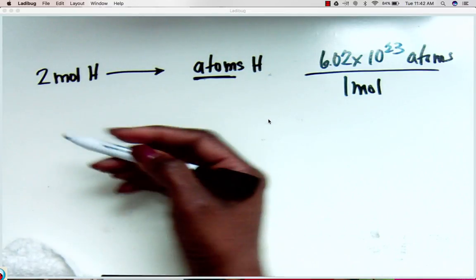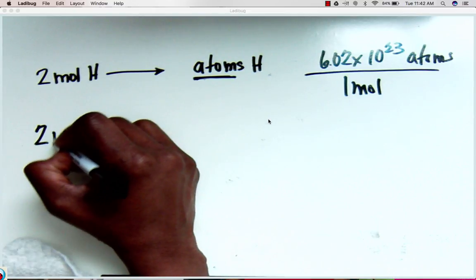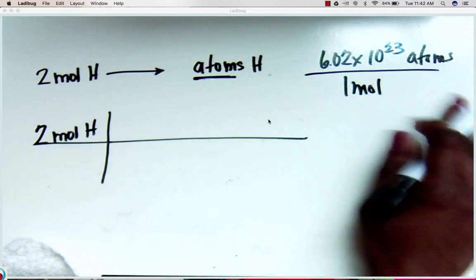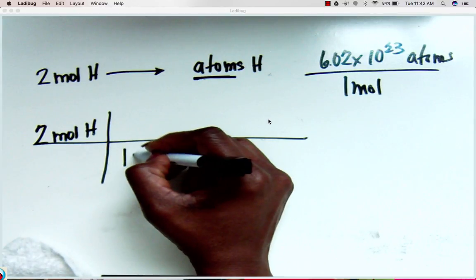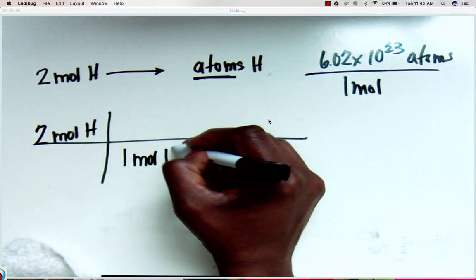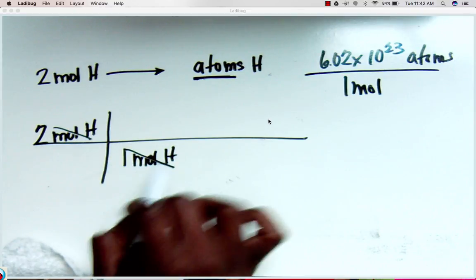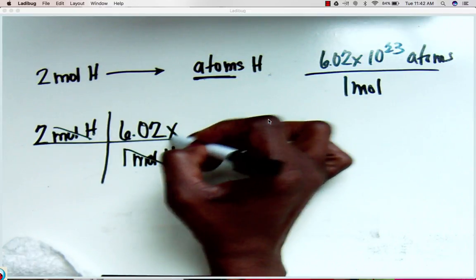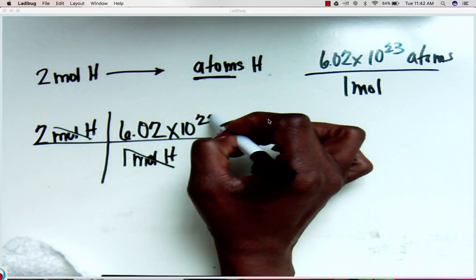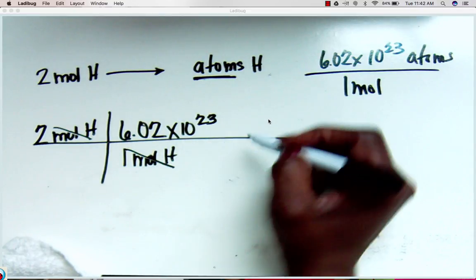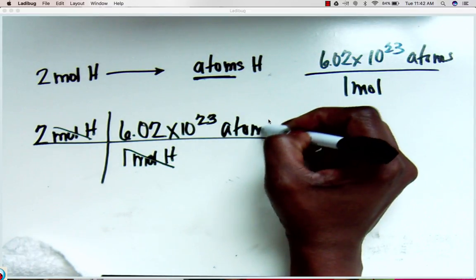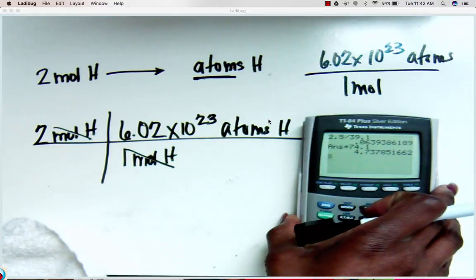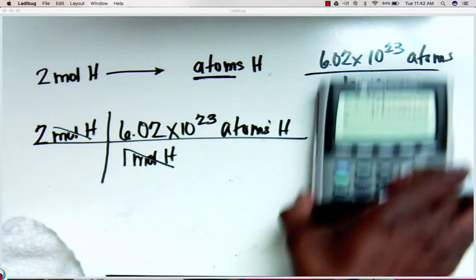If I plug this in and set this up to solve, you have 2 moles of hydrogen. I'm going to use my T-chart, plugging in this conversion factor. 1 mole of hydrogen will go in the denominator because that is our like unit. The unit that we're solving for is particle, and in this case, particle is atoms. So it becomes 6.02 times 10 to the 23rd atoms of hydrogen. I'm going to show you how to set this up in the calculator to solve.